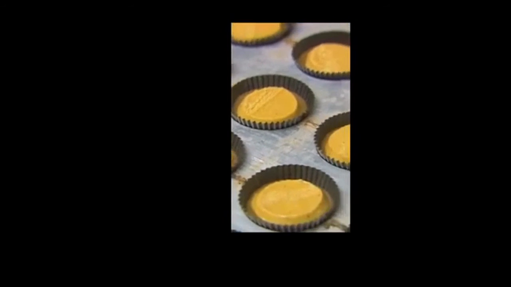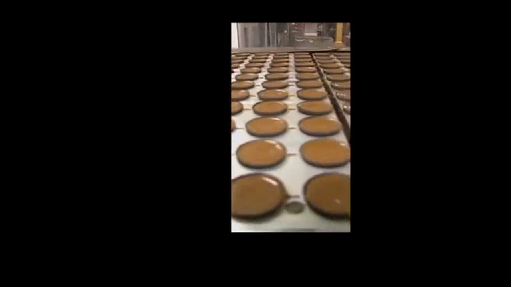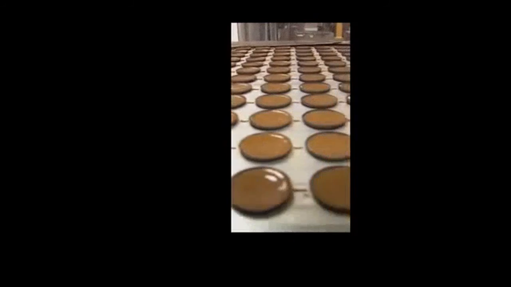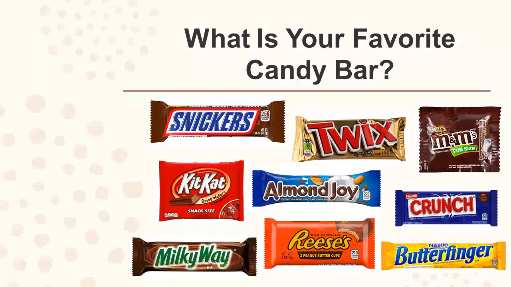The cups ride over vibrating belts to get the peanut butter to spread out. Next up, a depositor squirts the final chocolate layer into the cup. A puff of air spreads out the chocolate. Then the cups cool for 30 minutes before they're wrapped up and shipped across the globe. And get this, Reese's makes enough peanut butter cups in 1 year to circle the earth 7 times.